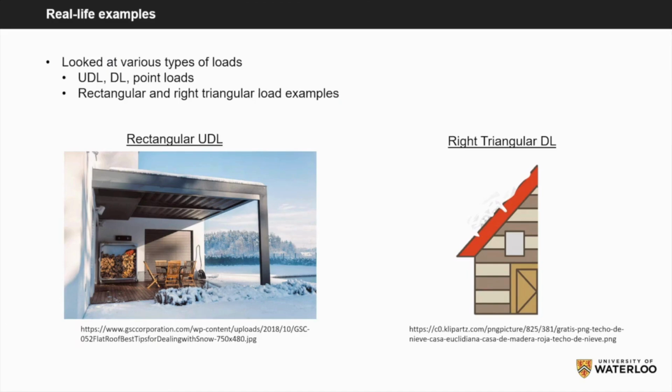To conclude, let us look at these 2 real-life examples. The one on the left is a flat roof with a snow load that can represent a rectangular uniformly distributed load. The one on the right is also half of a snow-covered roof that represents a right triangular distributed load.